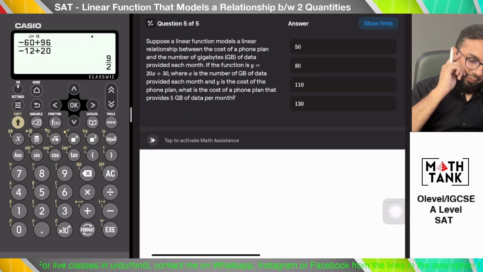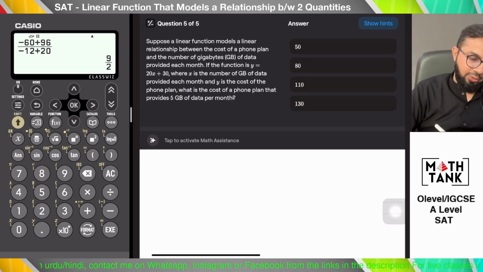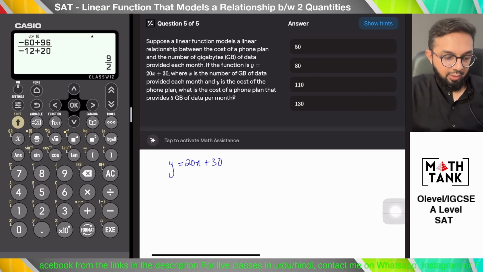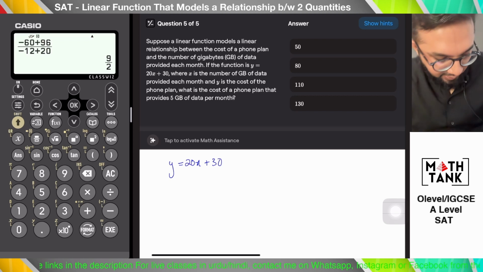Let us suppose a linear function models a linear relationship between the cost of a phone plan and the number of gigabytes of data provided each month, with the function y equals 20x plus 30, where x is the number of GBs provided each month and y is the cost of the phone plan. What is the cost of a phone plan that provides 5 GB of data?